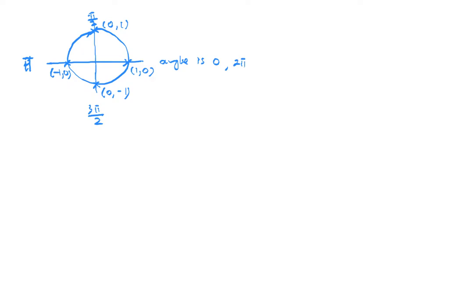Plus another pi by 2, 5 pi by 2. Plus another pi, you can go 3 pi. Plus another pi by 2, 7 pi by 2. Then go 4 pi. You can go around as many times as you like. Okay?